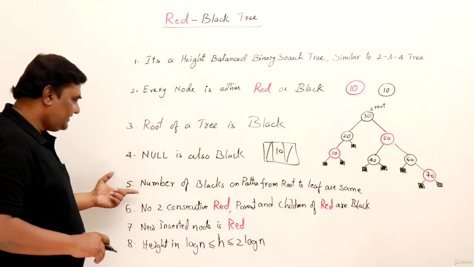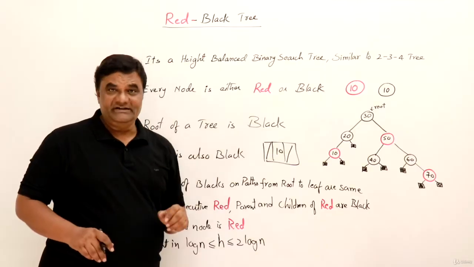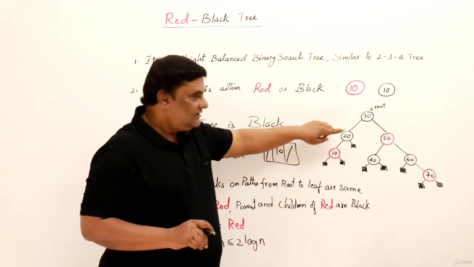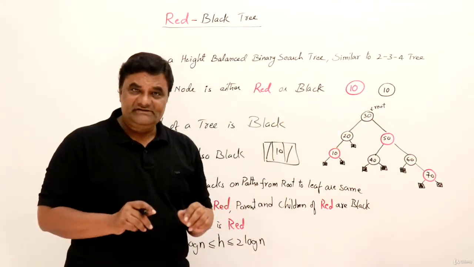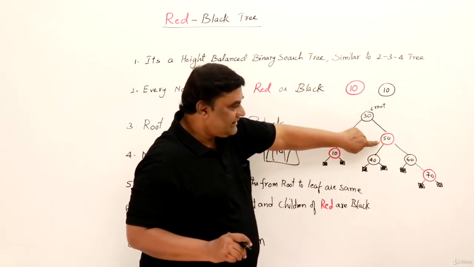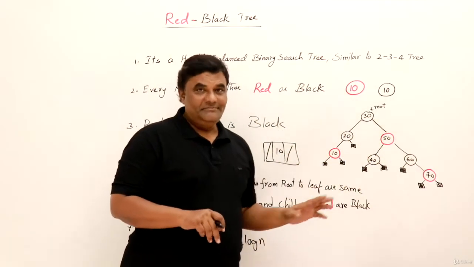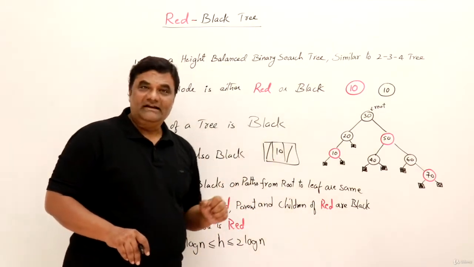That's another property. Then no two consecutive red nodes should be there, right? Like this is red and this is also red, it should not be there. So no two consecutive reds. It means if there is any red node, then its parent will be black and the child will also be black, definitely. So for any node, the parent and child of red are black.